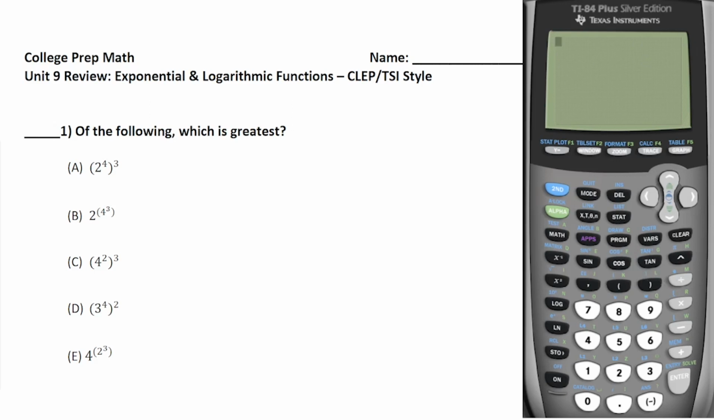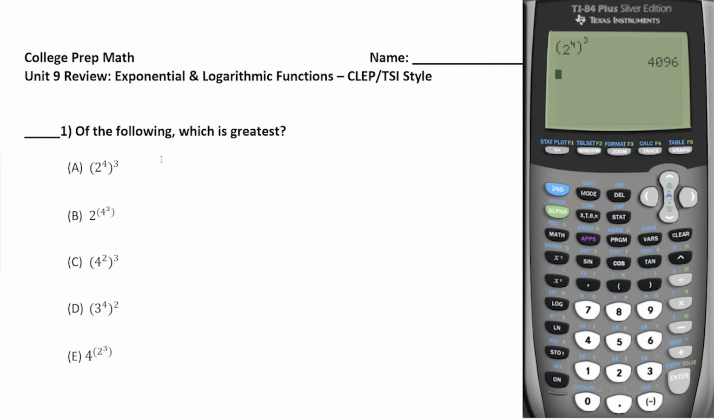Okay, anyway, let's start typing all these in and making a note of what they equal, and then we'll pick the biggest one. The first one's 2 to the 4th cubed, and I definitely want to make it look exactly like it looks here. This is the same thing as 2 to the power of 12, because when you raise a power to a power, you multiply the powers. We get 4,096.